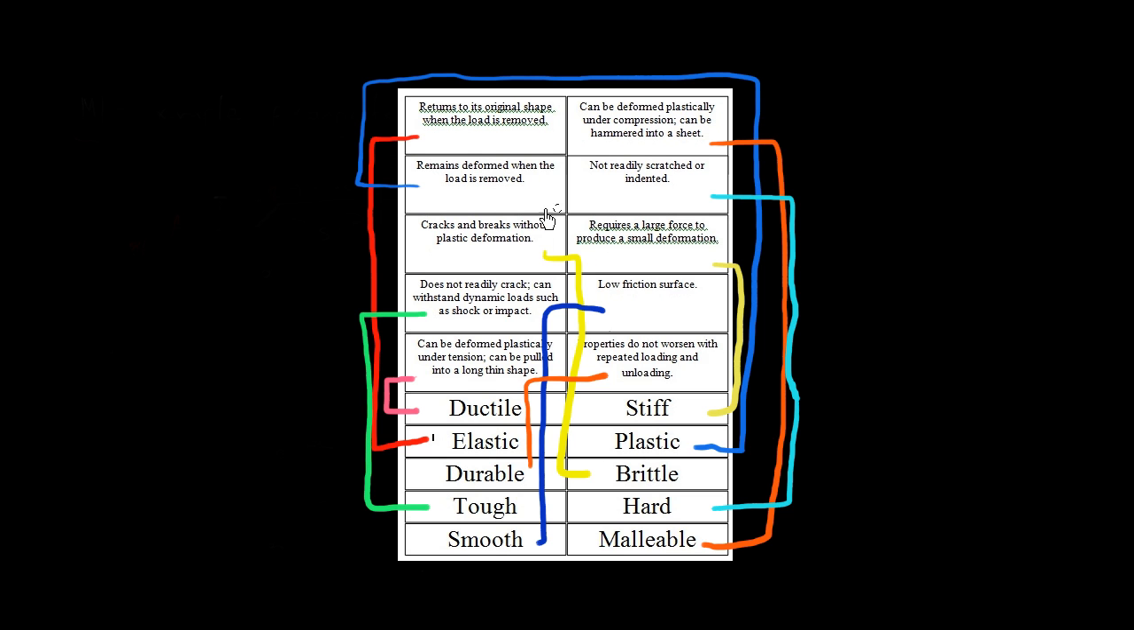So just to go through it again, something returns to its original shape. That's something elastic. Something remains deformed when you take away the load, then we say that it's plastic. Something cracks and breaks without any plastic deformation, then we know it's not tough at all, it's brittle. The graph would then look like this.